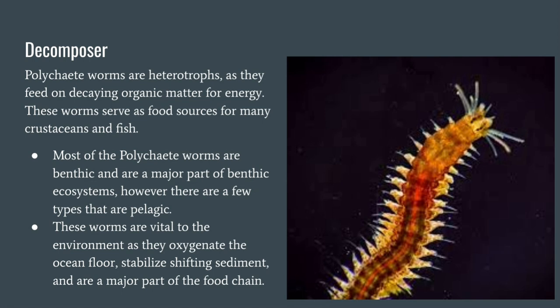Most of these worms are benthic and are a major part of benthic ecosystems, but there are a few subspecies that are pelagic and are more mobile. These worms are vital to the environment as they oxygenate the ocean floor, stabilizing shifting sediment, and are a major part of the food chain.